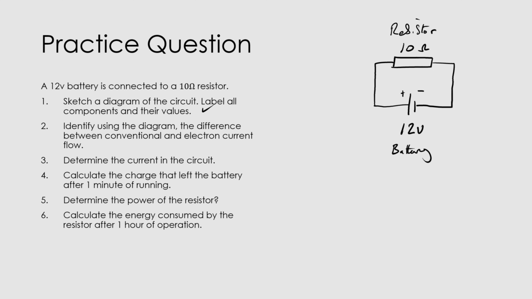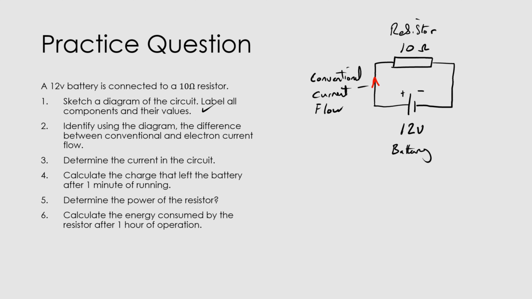Part 2, identify using the diagram the difference between conventional and electron current flow. Well, that's what we just did in the previous slide. We can denote conventional as flowing from positive to negative. That's what this little arrow here means. So we can label up and say, well, that's conventional.